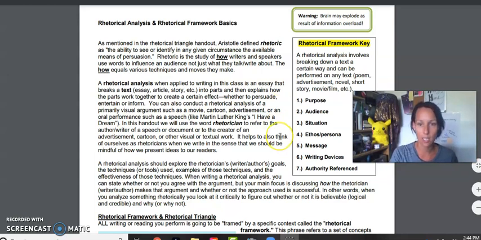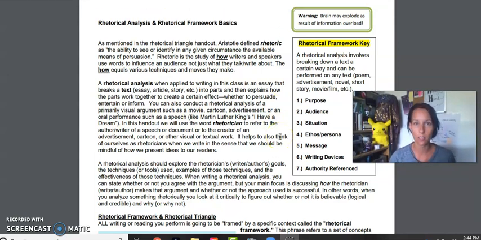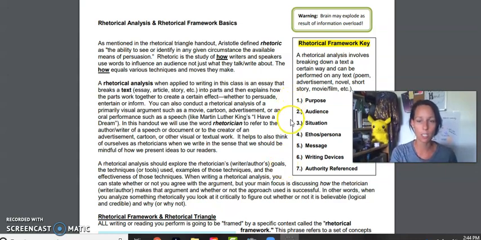As far as our key here, we have 7 primary components of the rhetorical framework. These are just categories that we've created to look deeply into any given piece of writing or any text, any type of film or advertisement. You can take the rhetorical framework and you can analyze the rhetoric of that thing. And so we have purpose, we have audience, we have situation, we have ethos or persona, we have message, we have writing devices, and we have authority referenced.